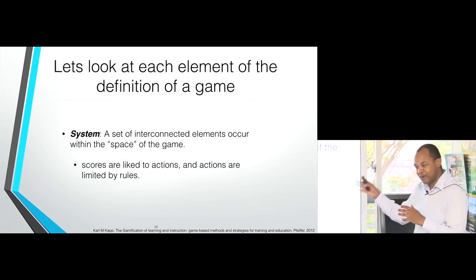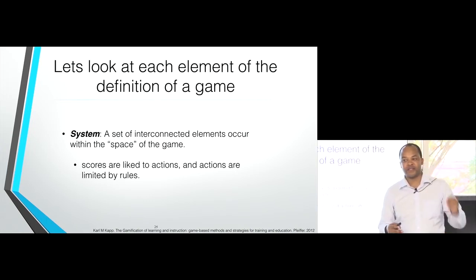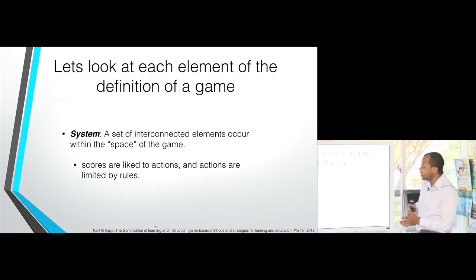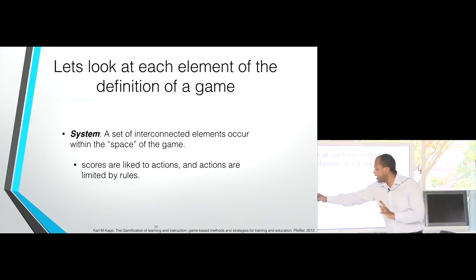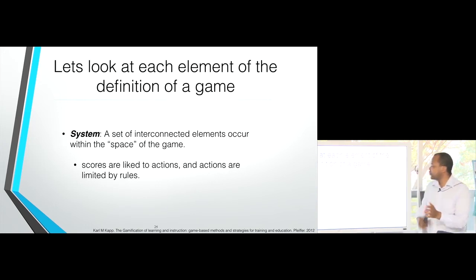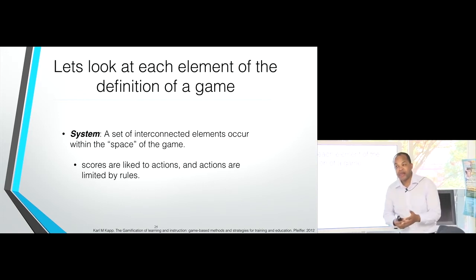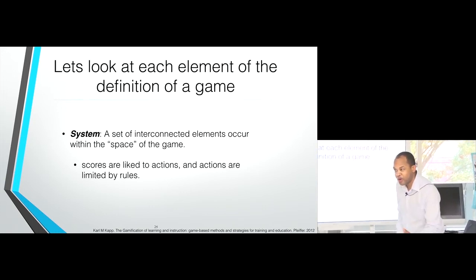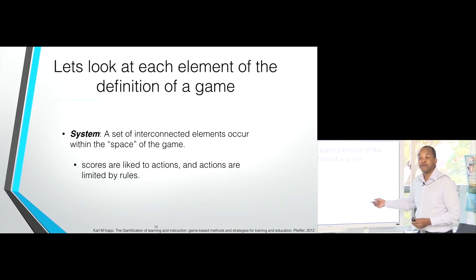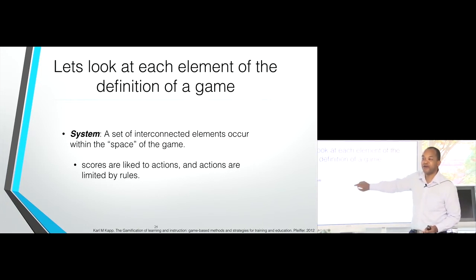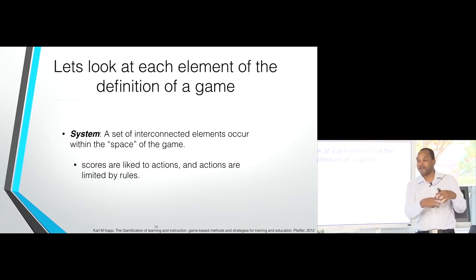Let's get into details about this definition. We look at each of these words in a little bit more detail. So first, let's look at the system. It's a set of interconnected elements that occur in a space inside the game. Scores are linked to actions, and actions are limited by rules. For example, if the whole point of the game is to get the highest score, there should be actions governed by rules within getting a high score. Otherwise, they can just create a big button and say press and get 1 million points. But it's not fun, it's not interesting, right? So there should be rules that govern the point system within the game.